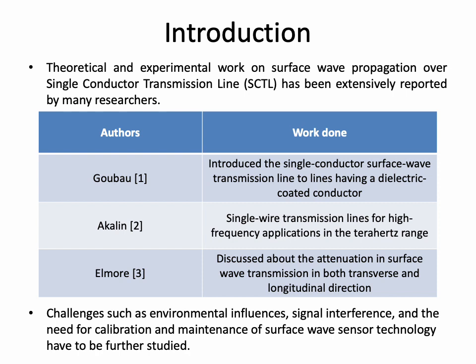Then Elmore provided an overview of the propagating wave phenomena on a single conductor transmission line, especially discussing the attenuation in surface wave transmission. In the case of an unshielded single conductor transmission line, the surface wave fields originating from the wire axis spread out and experience attenuation in the transverse direction.